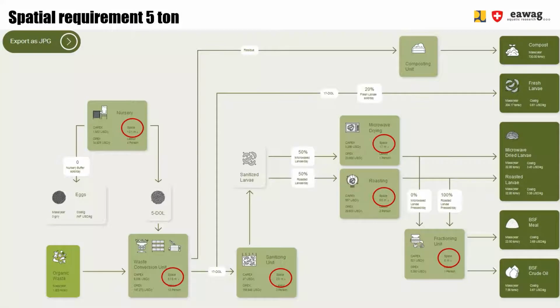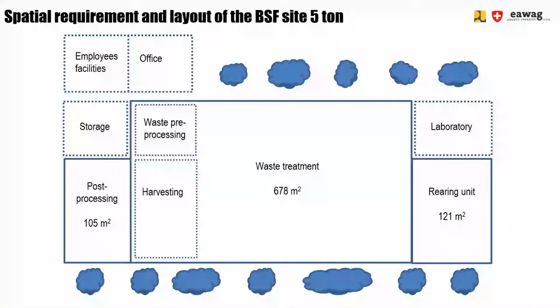So first, a 5-ton site. This shows a space requirement for the nursery of 121 square meters, the waste conversion space with a requirement of 678 square meters, and the post-processing to have a combined space usage of 105 square meters. The result is the following floor plan that you can see in front of you.